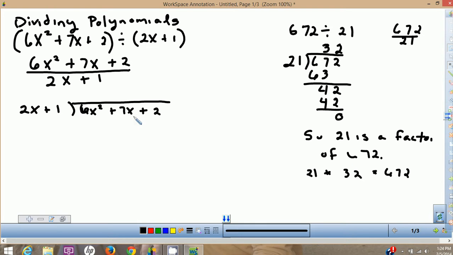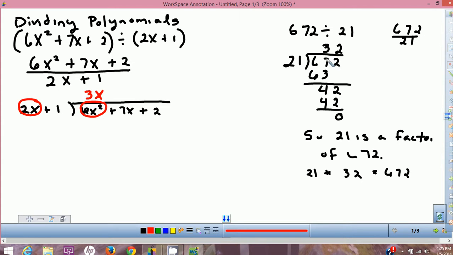Can we work this problem the same way? And we can. The first thing we do is ask ourselves, how many times does 2x plus 1 go into 6x squared plus 7x plus 2? Well, let's simplify that a little to start with: how many times does this 2x go into 6x squared? Or what would I have to multiply 2x by to get 6x squared? The answer is 3x. I'm going to do this whole step in red just to make the individual steps obvious. So 2x times 3x is 6x squared. That's the first term I want to find.